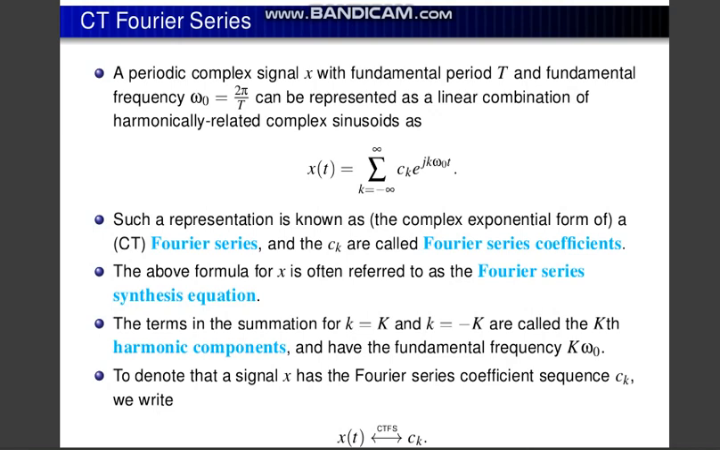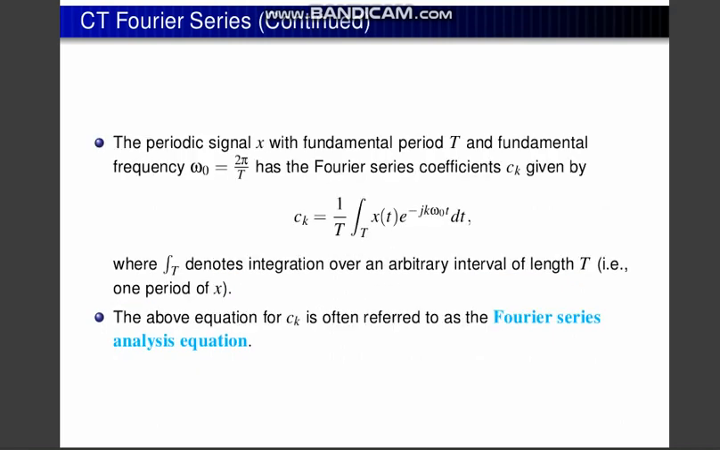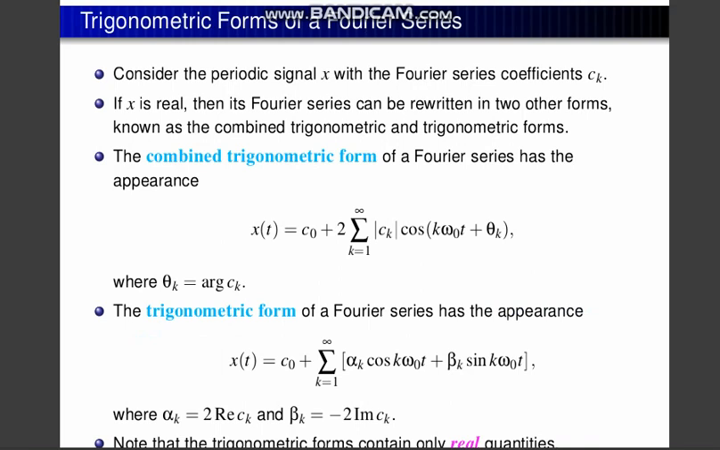So that is the first equation that we have to keep in mind as the continuous time Fourier series. And after that, if we want to find the ck, that means the coefficients, the equation will be that. Last of all, there are the trigonometric forms of a Fourier series.